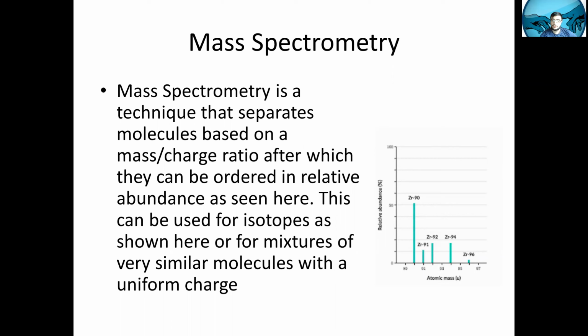Or it can be used for mixtures of very similar molecules with uniform charge. Again, remember, unless you have a uniform charge, it's a little bit hard because there are two variables, so it's harder to separate into order. But if they have a uniform charge and they're very similar, you can essentially separate them from a mixture. That's more for biology than chemistry. The mixture and the isotopes is more obviously for chemistry.